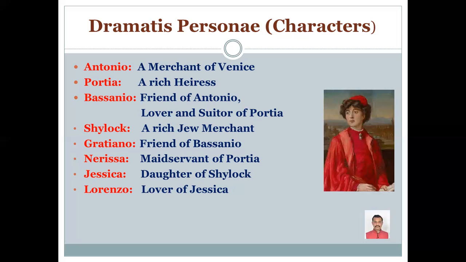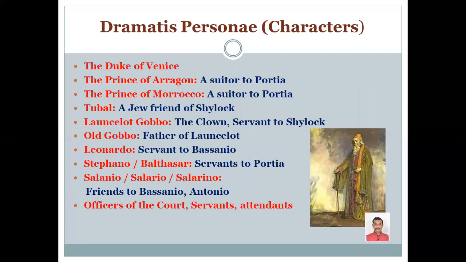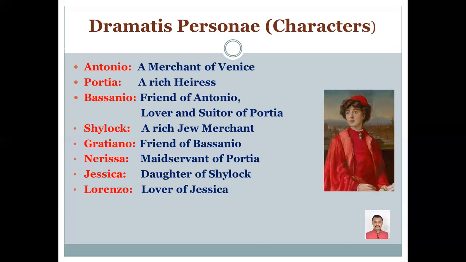She is a Jew by birth, but she is in love with a Christian man, and his name is Lorenzo. Lorenzo is the lover of Jessica. Then Antonio, Portia, Bassanio, Shylock, Graciano, Nerissa, Jessica, and Lorenzo. These are quite important characters in the drama who appear in the drama very often.